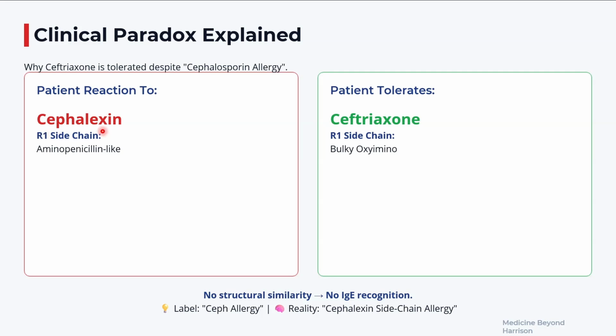It is not similar to cephalexin or other cephalosporin drugs. Cephalexin has an R1 side chain that is aminopenicillin-like, whereas ceftriaxone has a bulky oxyimino side chain. So cephalexin allergy is not equal to ceftriaxone allergy. There is no structural similarity, no IgE recognition. So if the patient is allergic to cephalexin, label it as cephalexin allergy and not cephalosporin allergy. The reality is actually a cephalexin side chain allergy. Now we'll see which drugs cannot be given in cephalexin allergy based on the side chain.